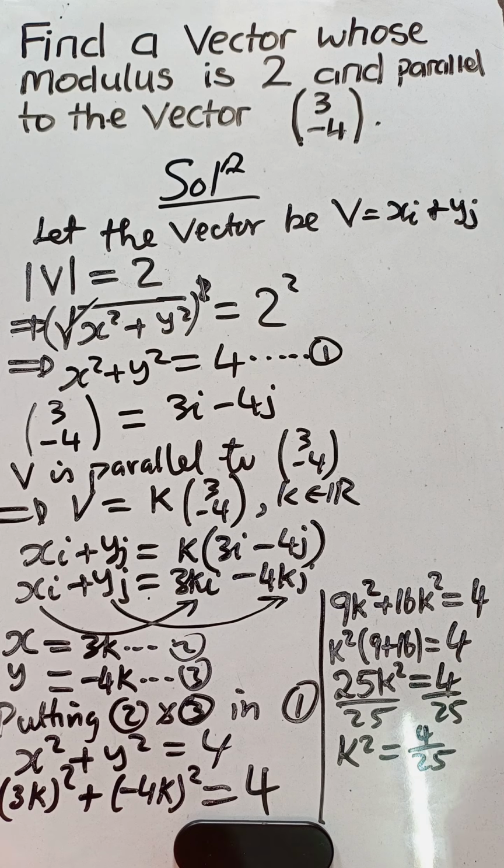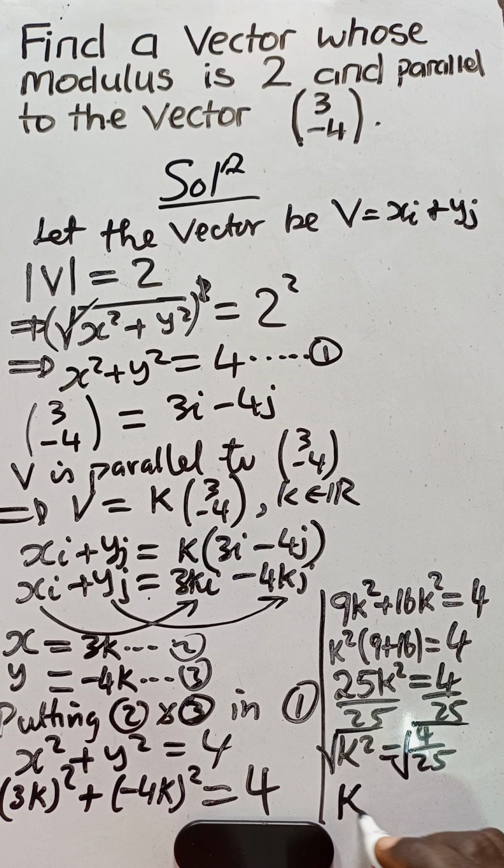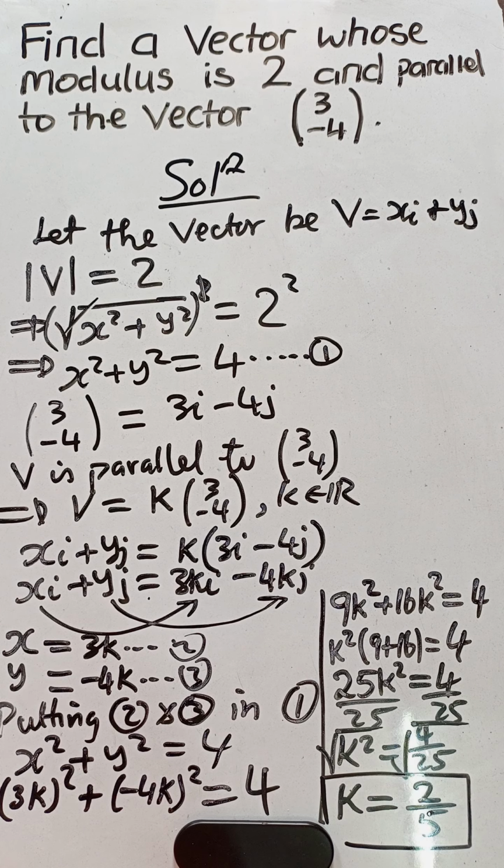To get k, we need to take the square root of both sides. So we take the square root of both sides. It will give us k is equal to the square root of 4, which is 2, over the square root of 25, which is 5. So this is the value of k.